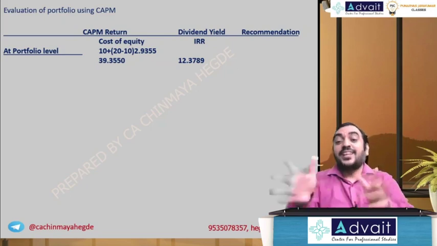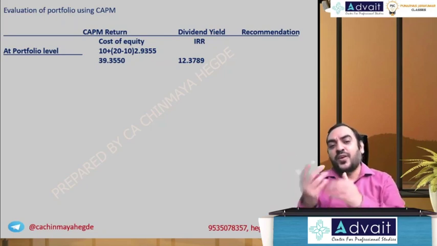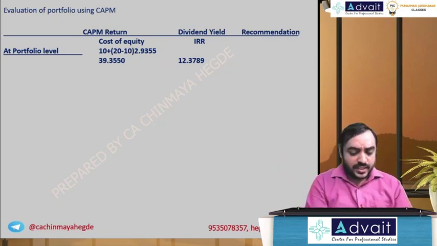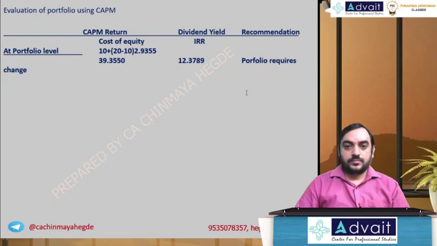I mean, we should not say sell the portfolio, the way we give it for a security. We just say risk is not justified. It requires change, or we'll just say that portfolio requires change. Change in composition, whatever you can say. Portfolio requires change. Why does the portfolio require change?